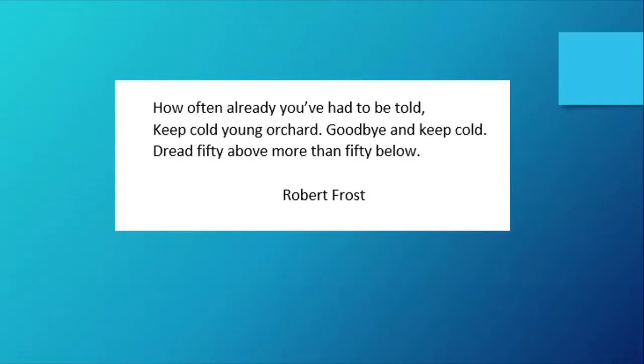So what about this part of a poem from Robert Frost? How often already you've had to be told, keep cold, young orchard, goodbye and keep cold. Dread 50 above more than 50 below.